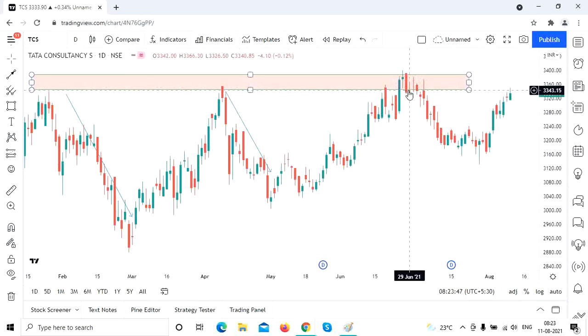Again the same phenomenon is repeating in June 21. What is happening again here? You see many sell signals here coming from long upper wicks, a huge red candle, and the selling continues. So this simple concept will help you not to get into the wrong level. It will help you to identify a proper level where the risk is less if you take a trade. Again the same phenomenon repeats and the price goes down.